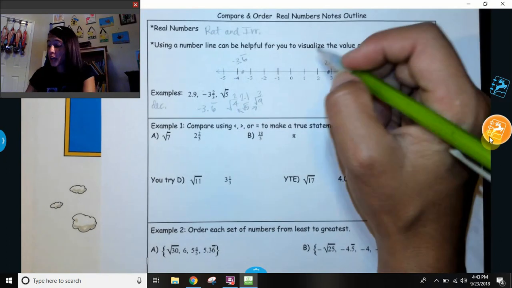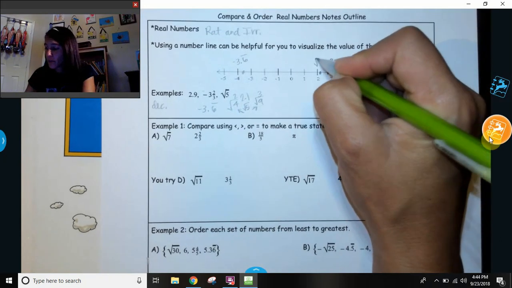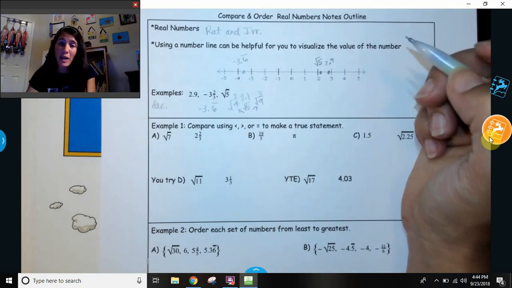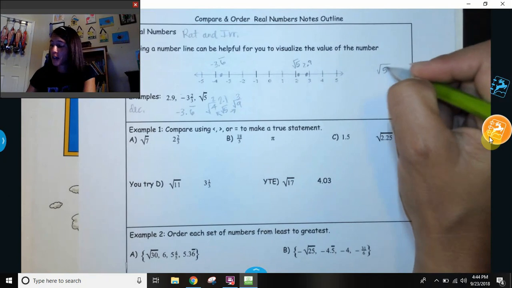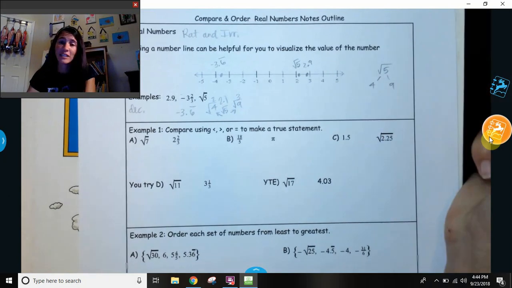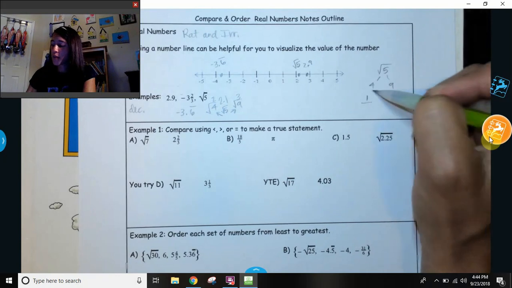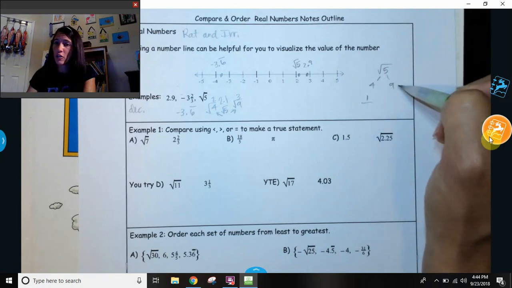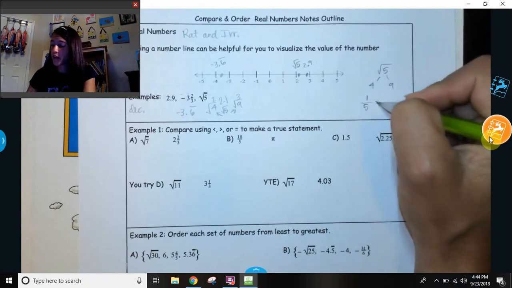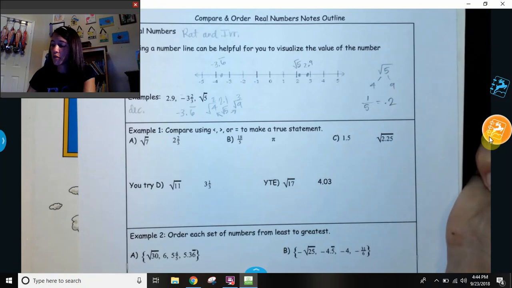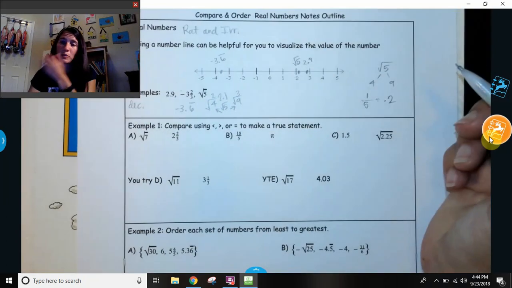Now, I'm not going into a lot of the math behind it. If I wanted to, I could say the square root of 5 is between 4 and 9. Then I would subtract from 4 to 9, and that's 5, and then from 4 to 5, that's 1. So 1 over 5, which would be 0.2. So really, it should be 2.2.